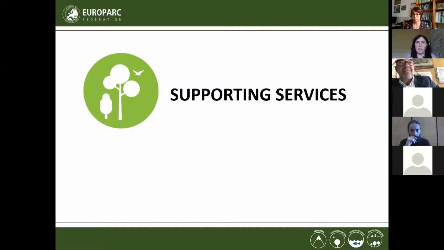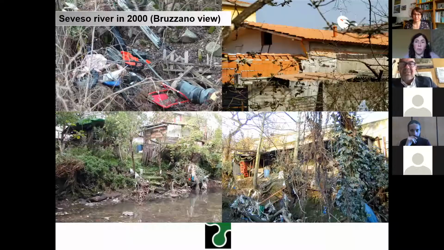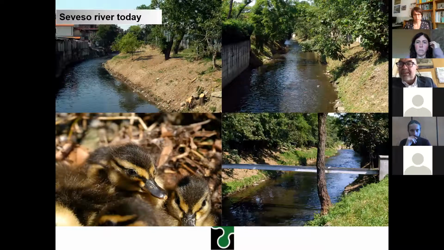How do you create new habitats? How do you create ecosystems? In addition to planting the trees, how do you promote biodiversity? Yes, we also planted forests, but for example, in this situation, in the Seveso River, that was like a rubbish dump when I came to the Parco Nord, we cleaned this area, we transformed the rubbish dump into a different situation. If you show the next slide, they can see the result of our work.